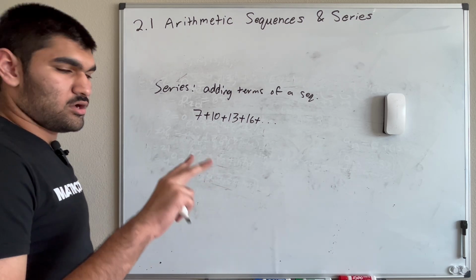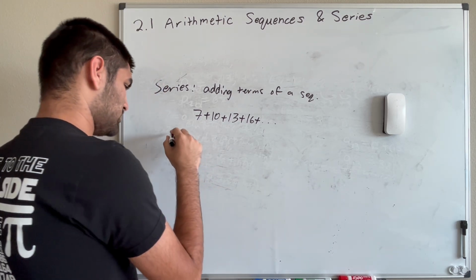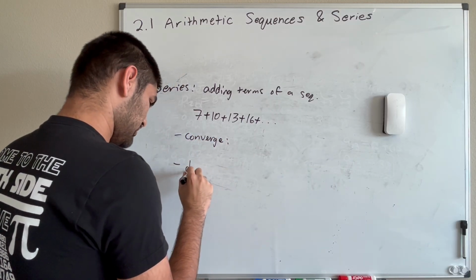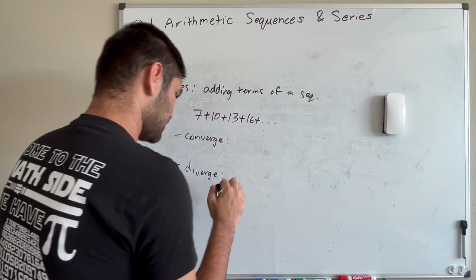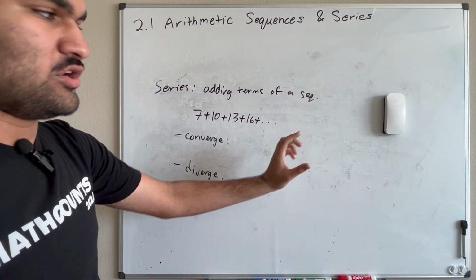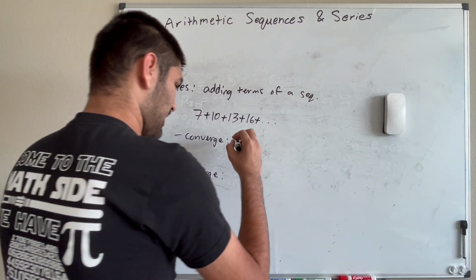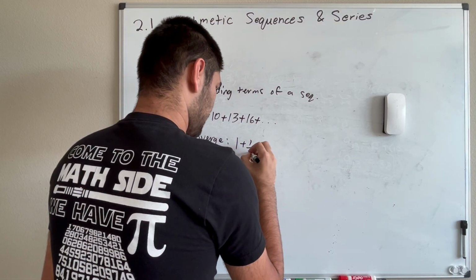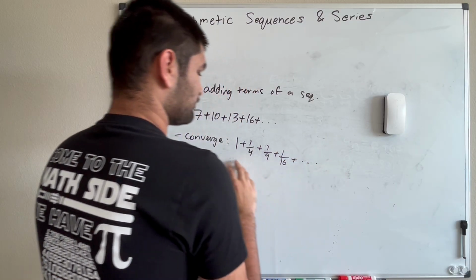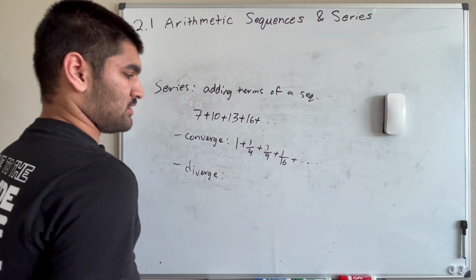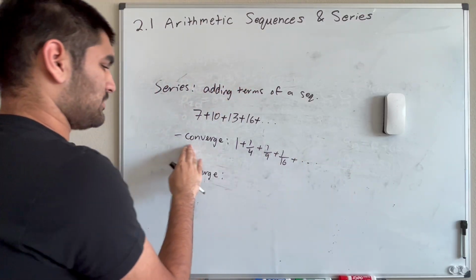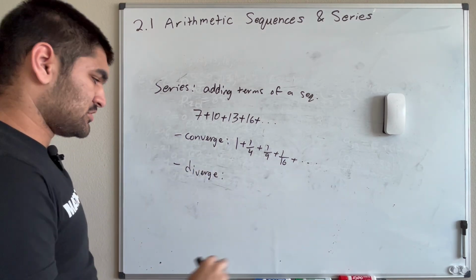So there are two key things about a series: the first is converge, and then you have diverge. So what does this mean? We say a series converges if it approaches a certain value. For example, if we had 1 plus a fourth plus a ninth plus a 16th and so on, this would approach a certain value. This doesn't just keep going on to infinity. So we say that this series right here converges.